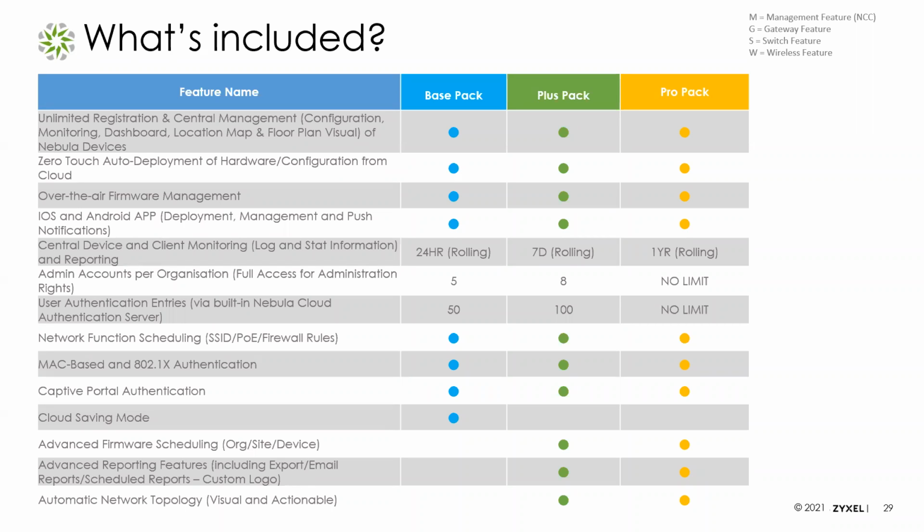We also have a cloud-based authentication database. So if you're choosing to use that, that can be used for MAC filtering, it can be used for captive portal logins, it can be used for 802.1x authentication. So the free version of Nebula gets you 50 entries into that cloud database. Plus Pack unlocks an additional 50 for 100 total. And then Pro Pack has no limit to the number of entries into that cloud-based database.